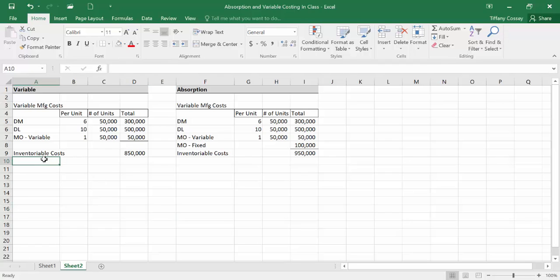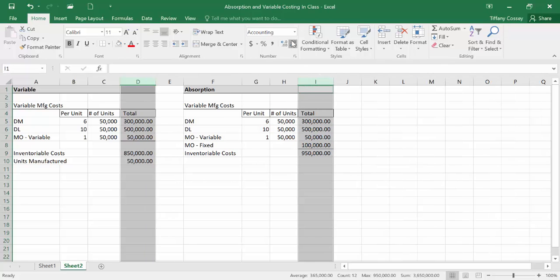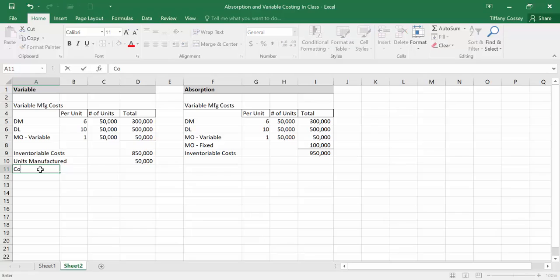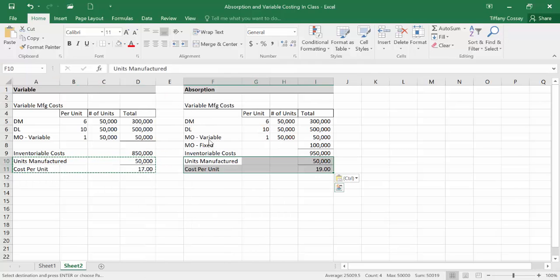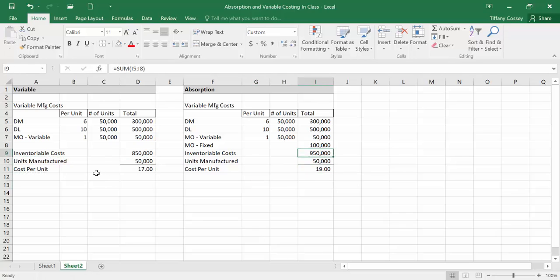Okay, and then if we want to calculate the cost per unit, we'll divide it by the number of units that we manufactured during the period, and the problem said that was 50,000. And that gives us our costs per unit. And I am going to take this one out and look at it to the nearest cent, just so I know what I'm calculating here. And when I do this over here for absorption costing, it divides the 950,000 instead of 850,000 by the 50,000 units and gives us a cost per unit of 19.